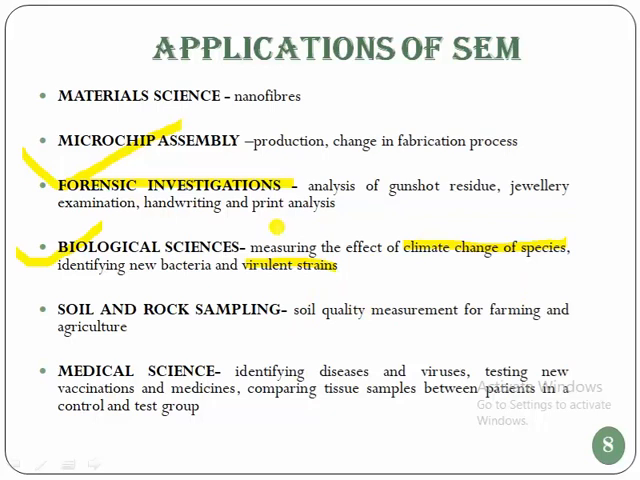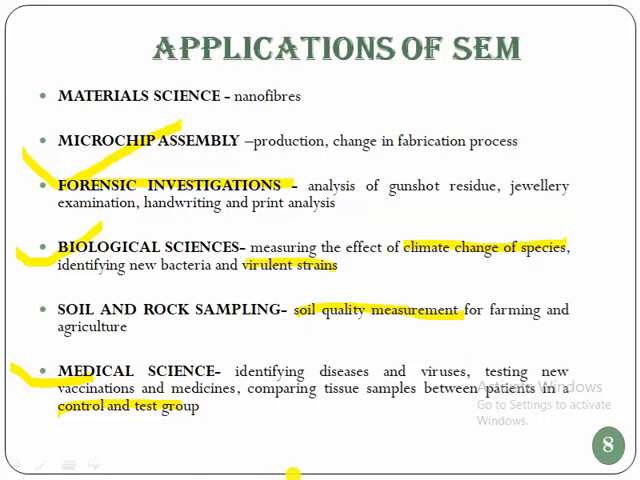So the next application is soil and rock sampling. So soil quality measurement. Here we can measure the quality of soil for farming and agriculture by using scanning electron microscope. Then medical science is our next interest. So it aims to identify the disease as well as virus, testing new vaccinations and medicines. We can test and analyze new medicine under the scanning electron microscope, comparing tissue sample between particles in a control and test group.